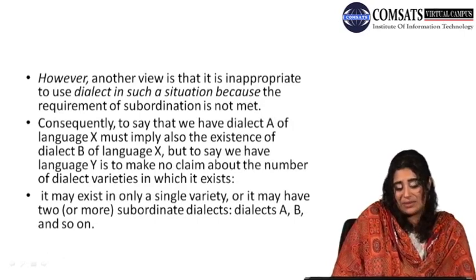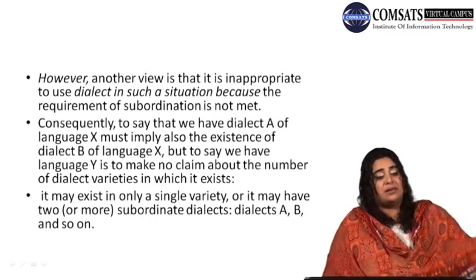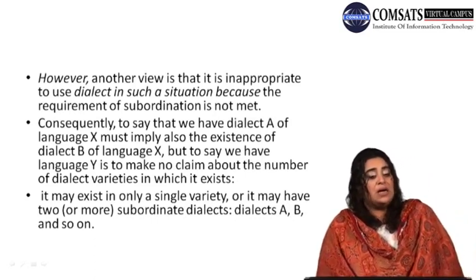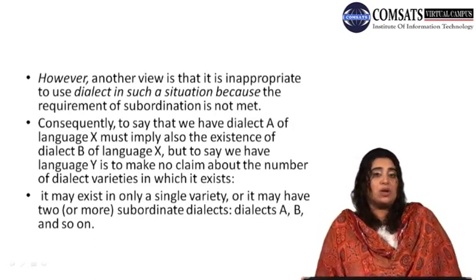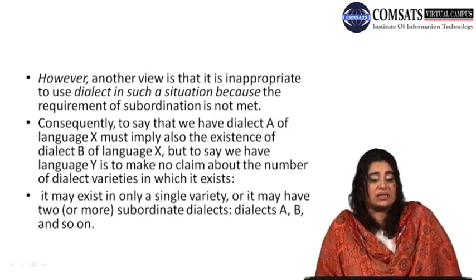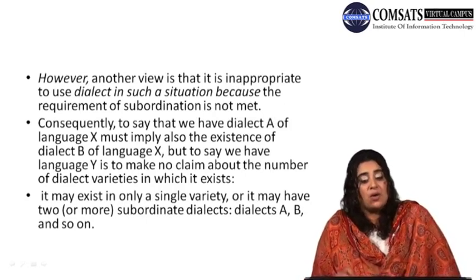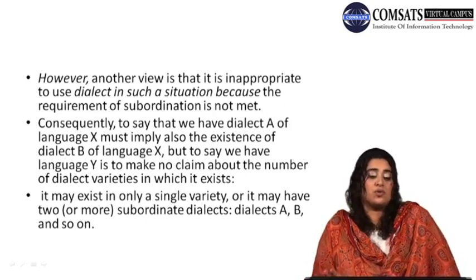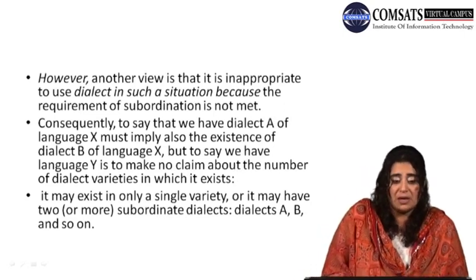So consequently, to say that we have dialect A of language X must imply also the existence of dialect B of language X. But to say that we have language Y is to make no claim about the number of dialect varieties in which it exists. So it may exist in only a single variety, or it may have two or more subordinate dialects, dialects A, B, and so on.